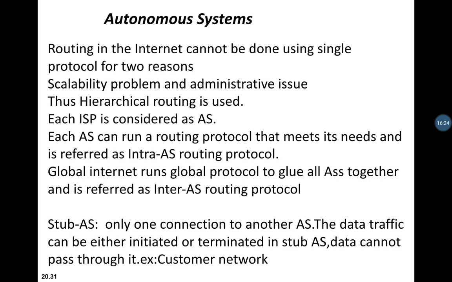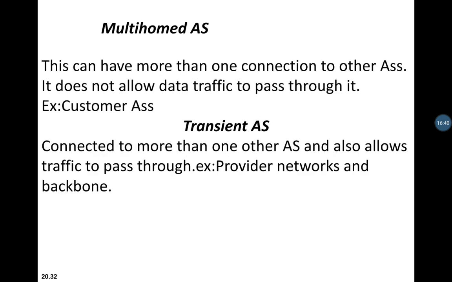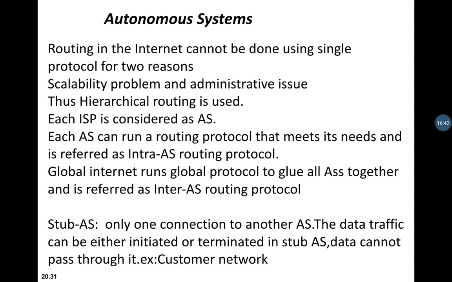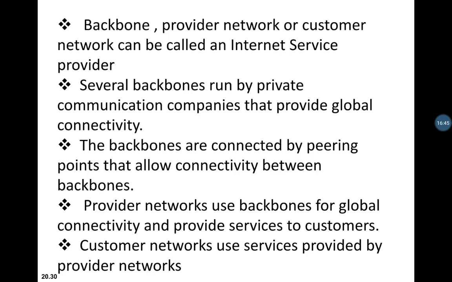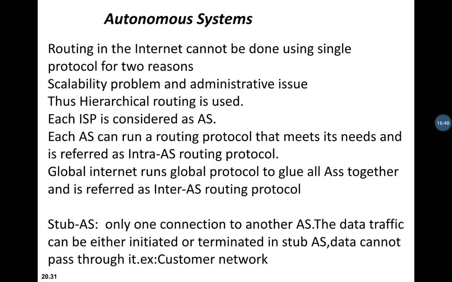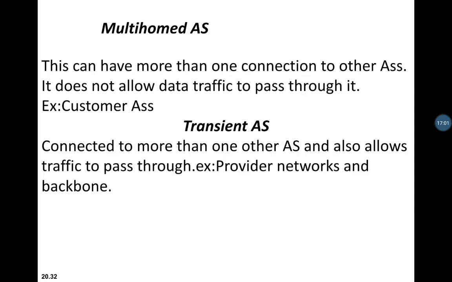A stub autonomous system has only one connection to another autonomous system. The data traffic can be initiated or terminated in the stub autonomous system, but the data cannot pass through it. This is said to be the customer network. You can see in the previous figure, the customer network was the last one. It can be initiated or terminated in a stub autonomous system, but the data cannot pass through it. That means there are no other networks at a lower level than that.